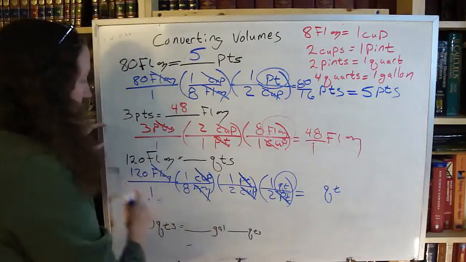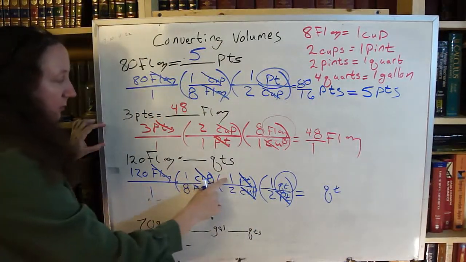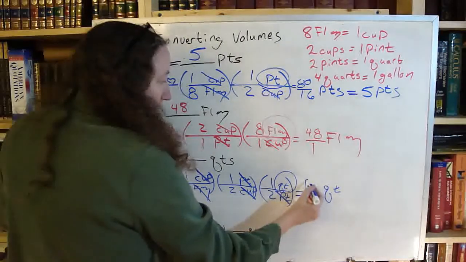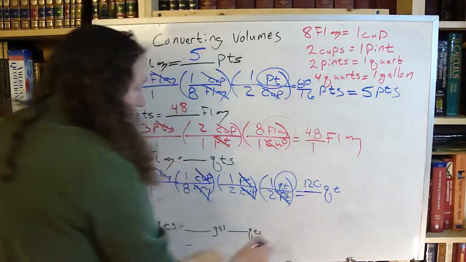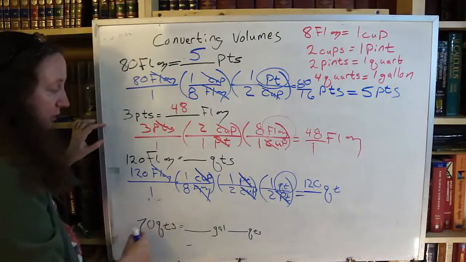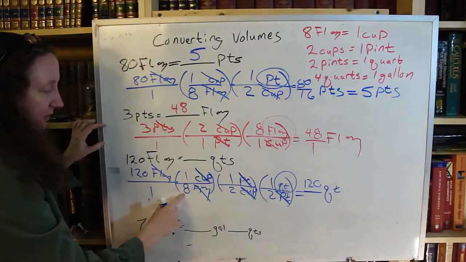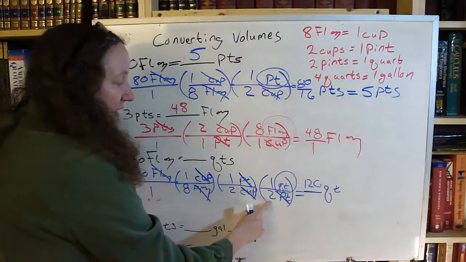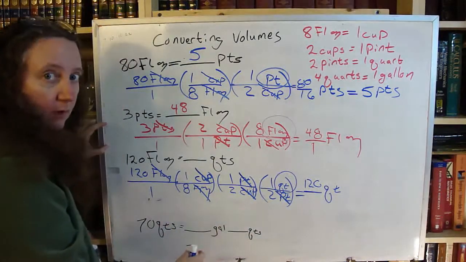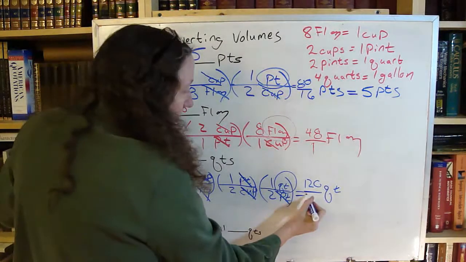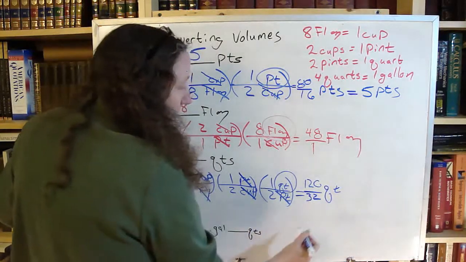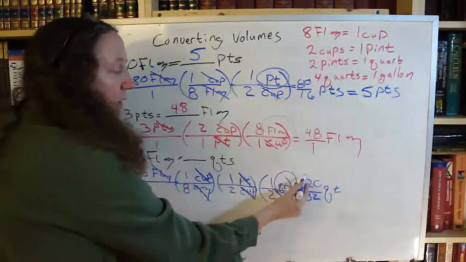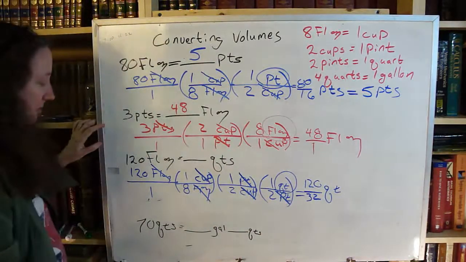Multiply my numbers across the top. 120 times 1 times 1 times 1 is 120. Multiply my numbers across the bottom. 1 times 8 is 8. 8 times 2 is 16. 16 times 2, 32. Now I know what I need to type in on my calculator.